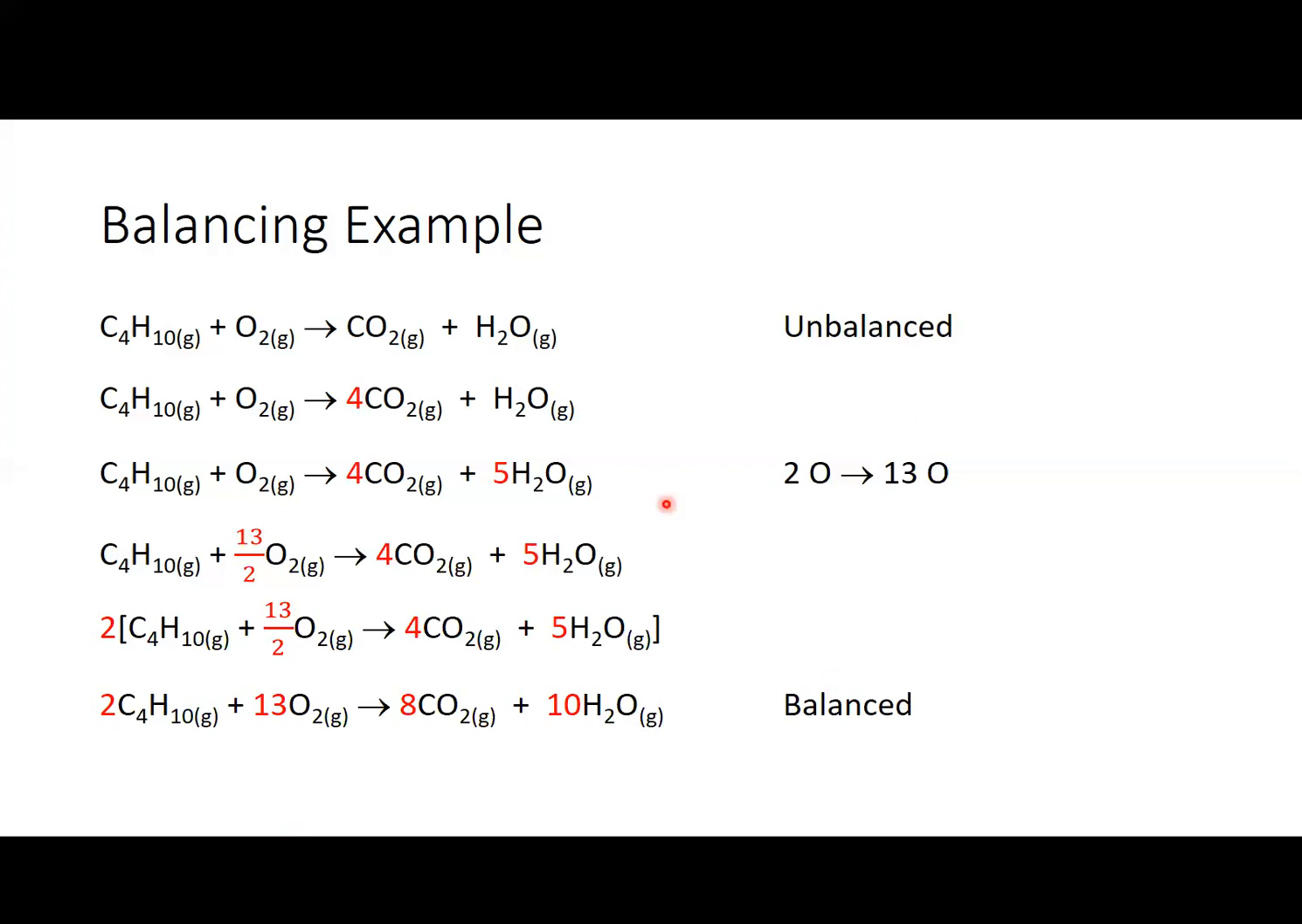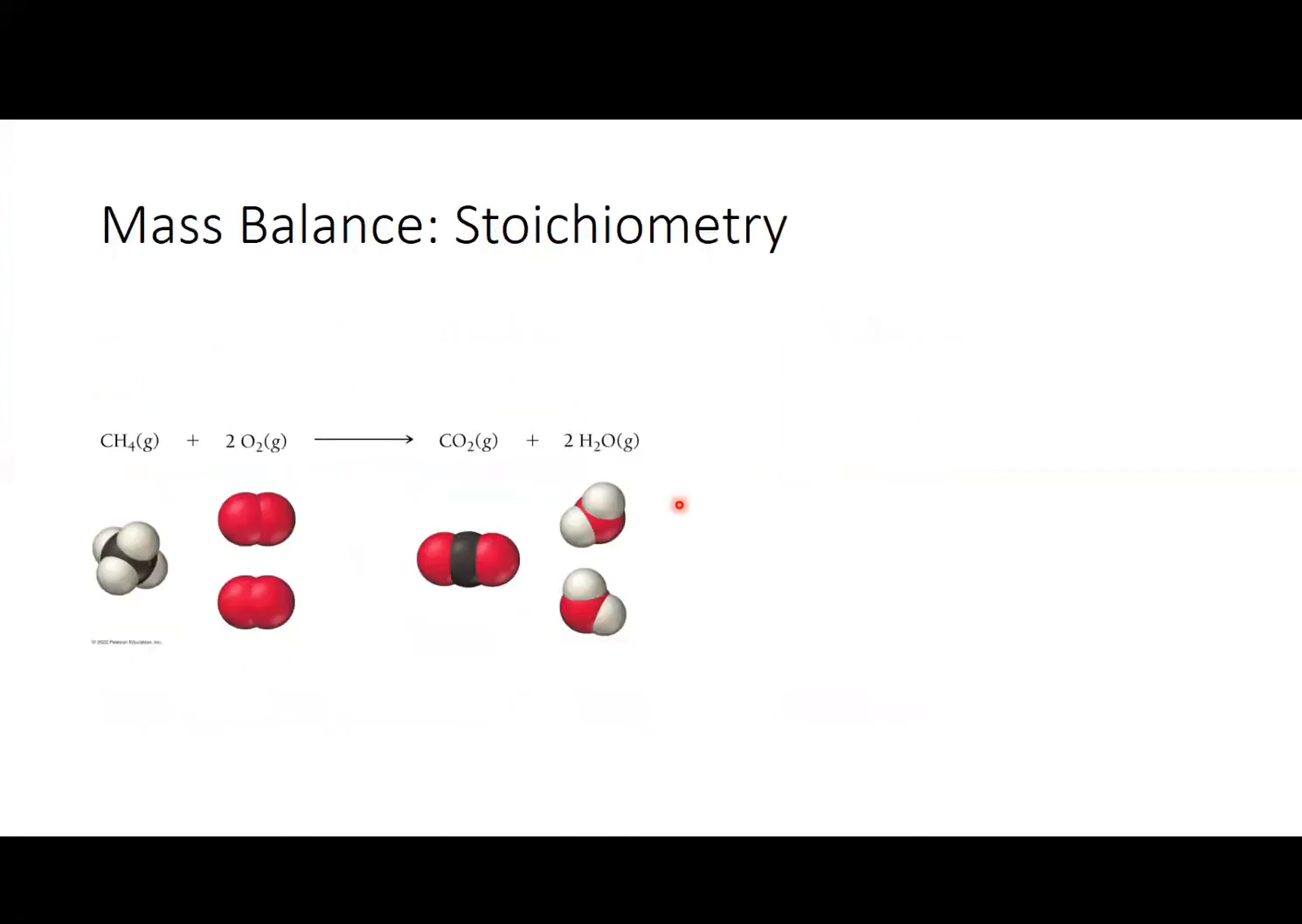Okay, so now we got a balanced chemical reaction. Now that they're balanced, can we do stuff with them? Well, we can do something called mass balance, which is stoichiometry. And what mass balance allows me to do is determine the number of things that are going into and coming out of the reaction. So if I know how much of one thing goes in, like methane, I can figure out how much carbon dioxide comes out.